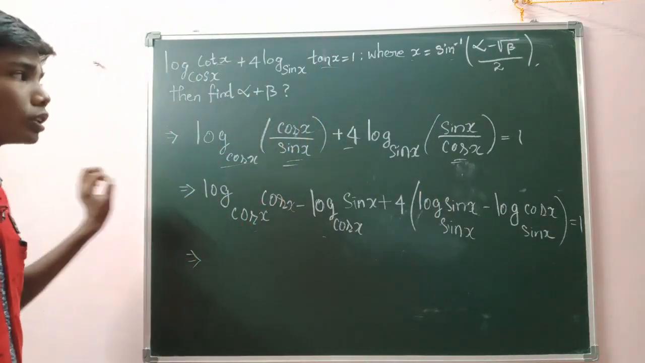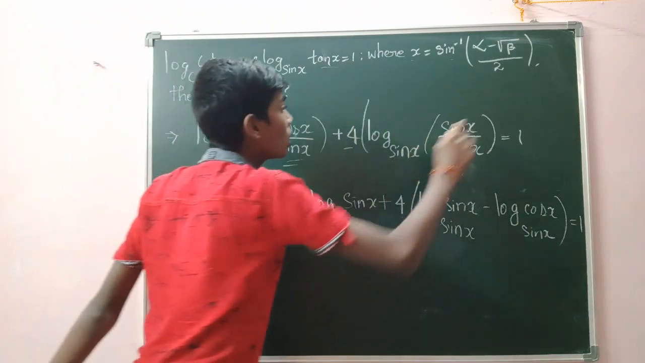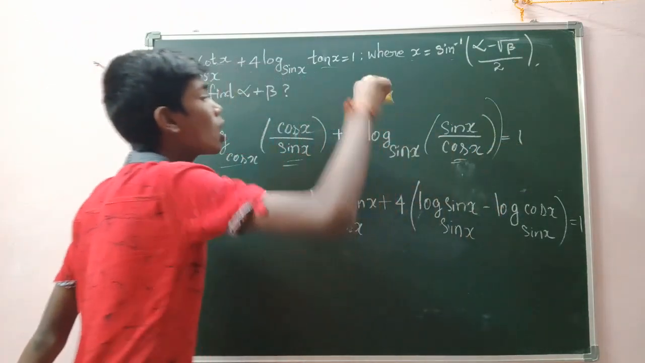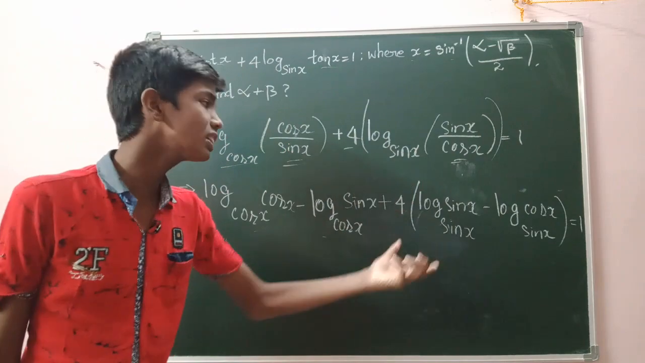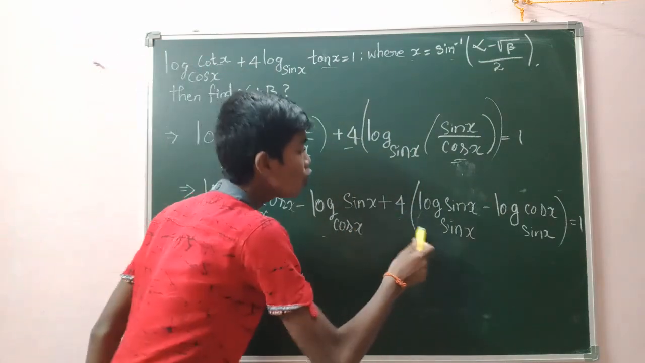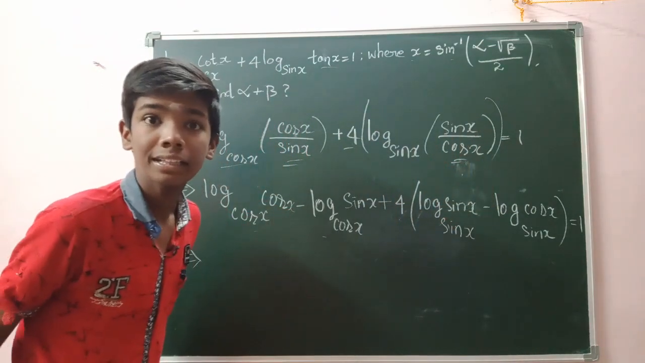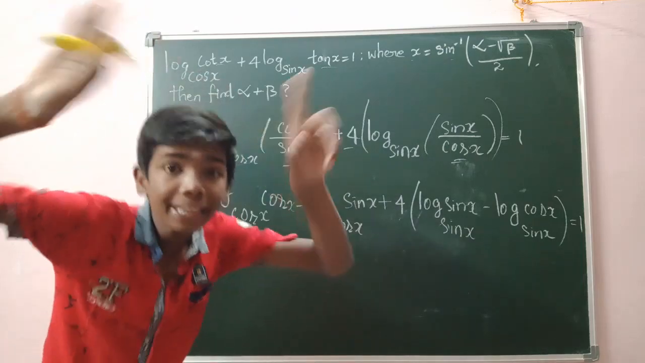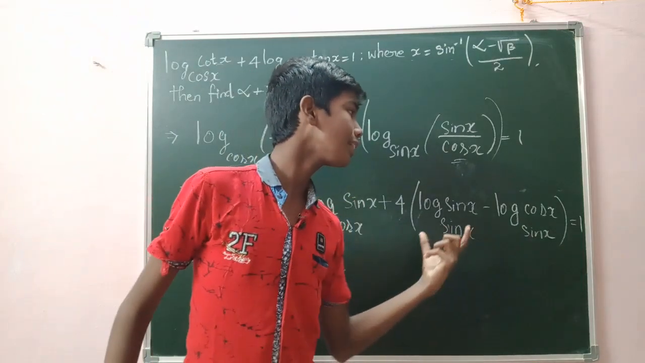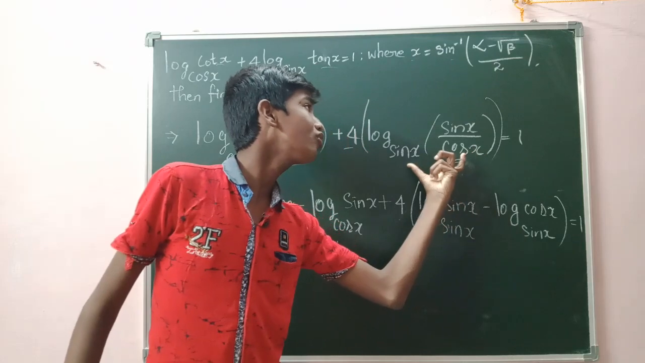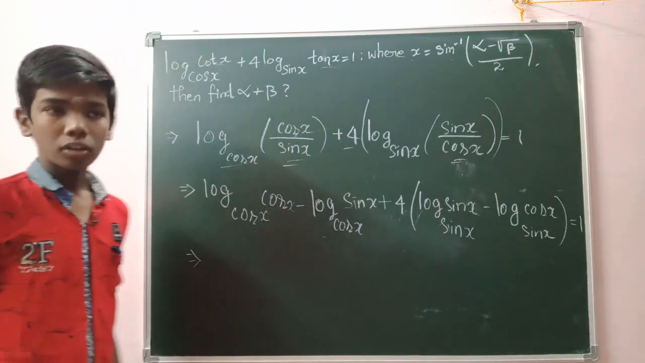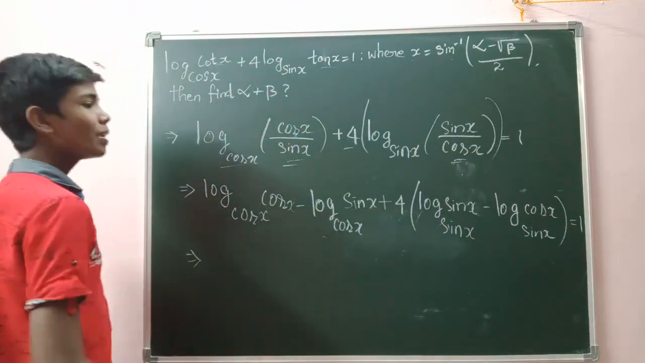And never ever make this mistake, because this 4 is a common term. This 4 is a common factor for this particular logarithmic function. Therefore, don't write it as 4 times log of sin x by sin x. Write it as 4 times a bracket, so that these terms are included, because these two terms combine to form this particular log. Okay, so now just try to simplify these values.